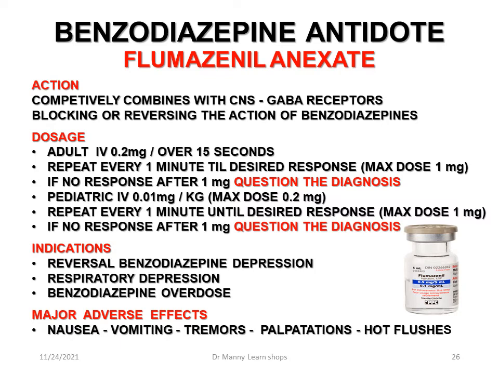And the action of this medication is that it competitively combines with the central nervous system GABA receptors, blocking or reversing the action of the benzodiazepines. What's it indicated for? Reversal of benzodiazepine depression, which could occur during a moderate sedation, procedural sedation, conscious sedation procedure, respiratory depression, or overdose. Major adverse effects include nausea, vomiting, tremors, palpitations, and hot flushes.